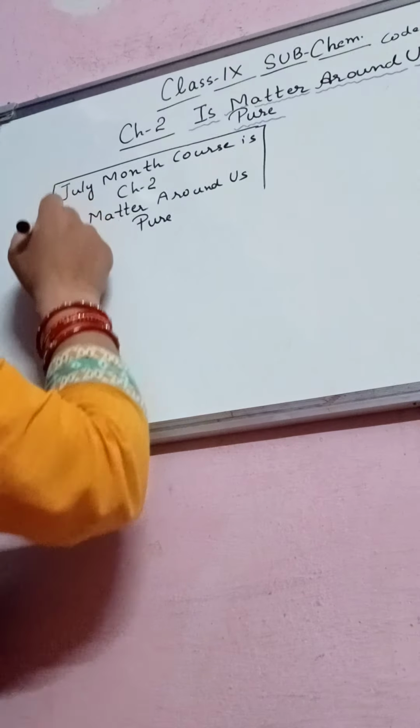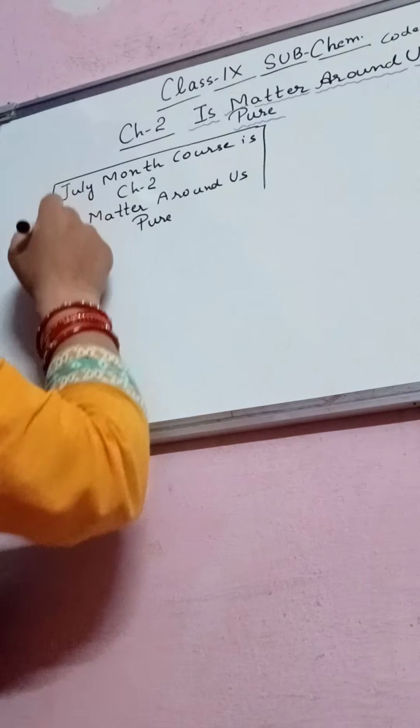But students, are these pure substances? In the context of chemistry, a pure substance contains a single form of matter. A sample containing only a single kind of matter is called a pure substance.